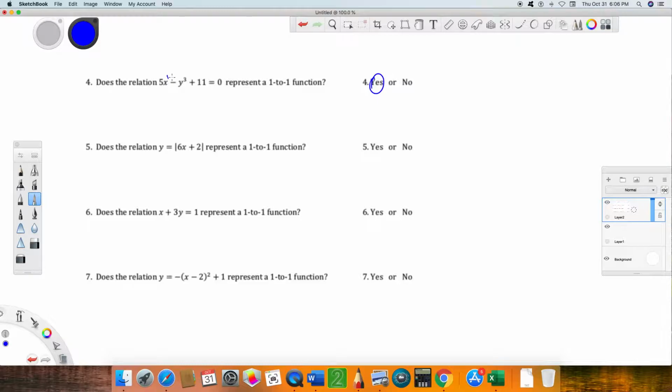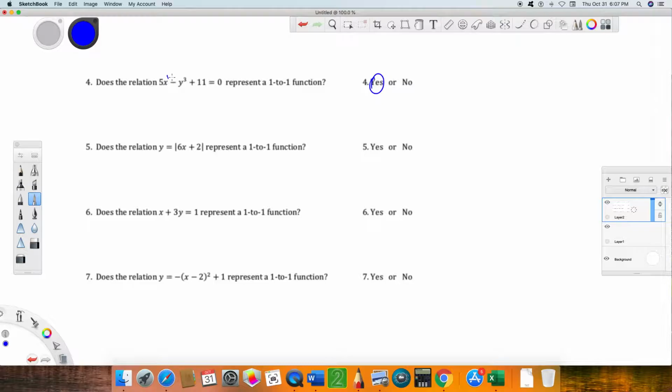So when I look at problem number 5, is it a function? Well, yes, it's an absolute value function. When I look at that variable y, I don't see absolute value symbols around the y. I don't see an even exponent on y. It's y to the first power. This is definitely a function.